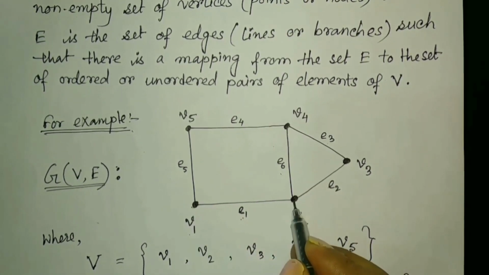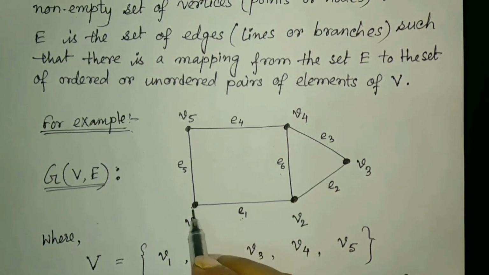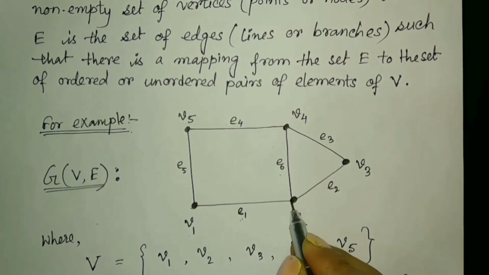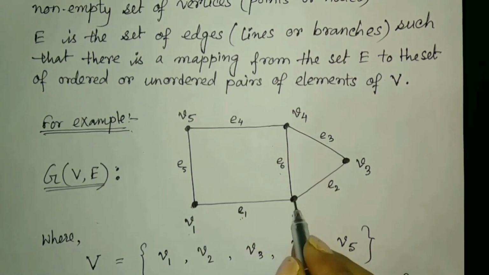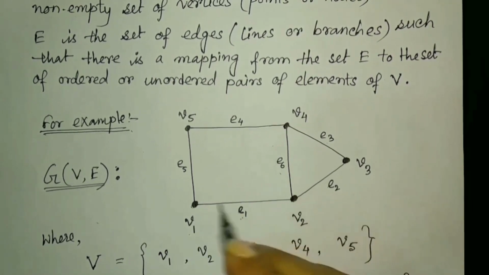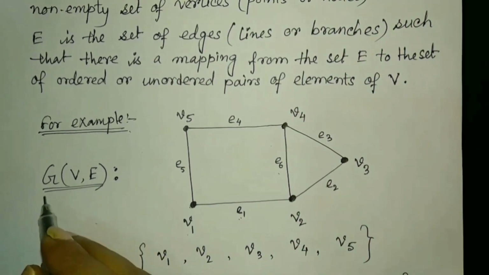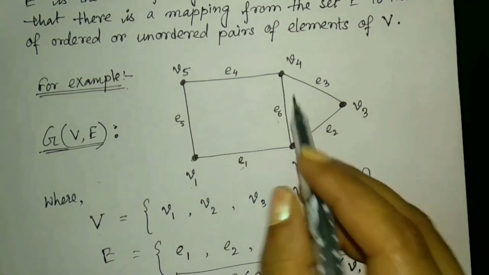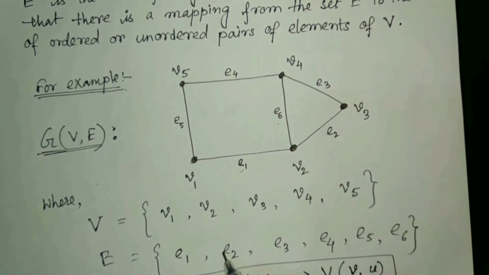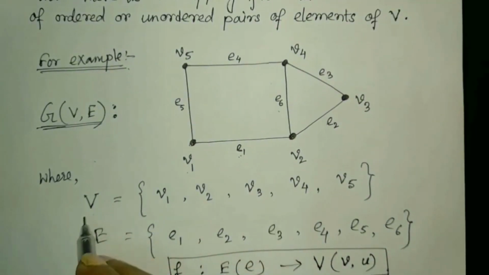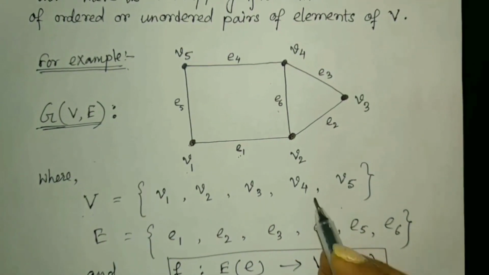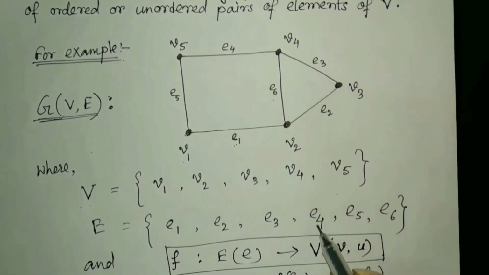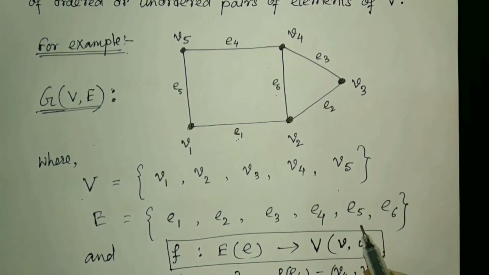So any two vertices may be connected by a line. That line is not necessarily a straight line. It may be a curved line. It may be any kind of line. But the thing is, it is connected. So vertices and edges, these are the two things for a graph, which is denoted by G. With the vertices V1, V2, V3, V4, V5, we form a set that is called the vertex set. And with the edges E1, E2, E3, E4, E5, E6, we form another set which is called the edge set.